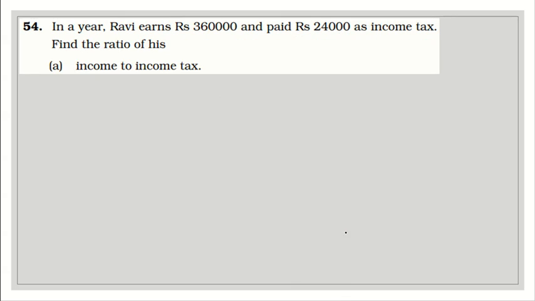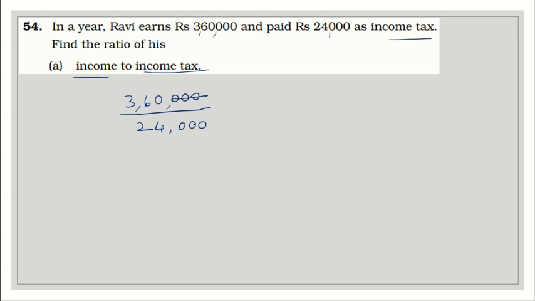Moving on to question number 54. In a year, Ravi earns 3,60,000 and paid 24,000 as income tax. Find the ratio of his income to income tax. Income is rupees 3,60,000, out of which income tax that he is paying is 24,000.